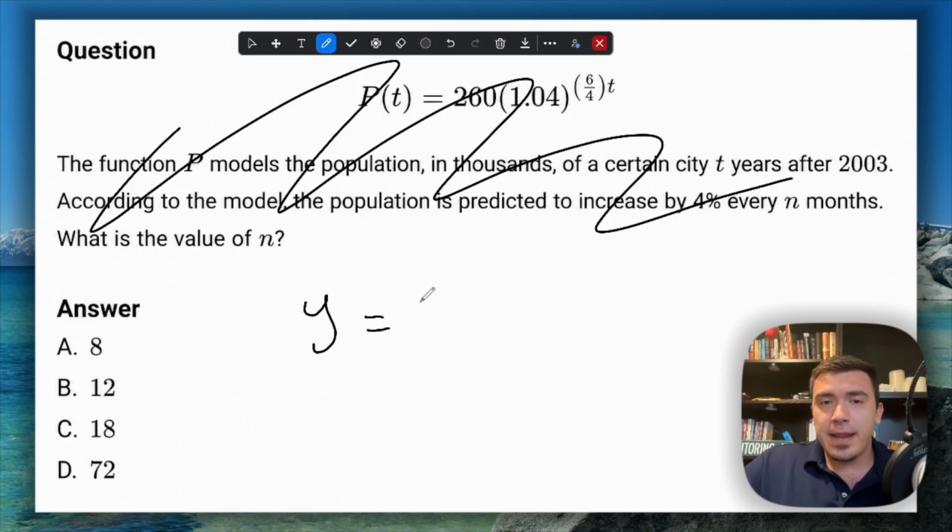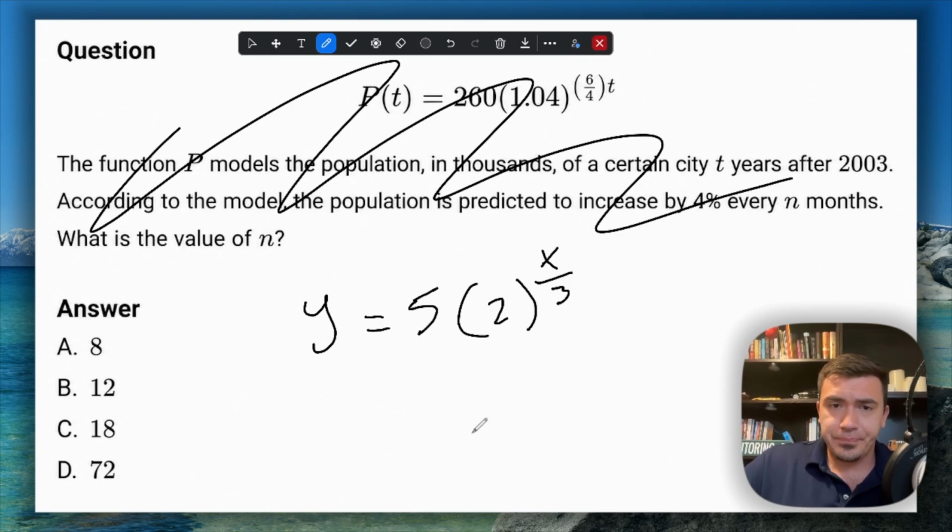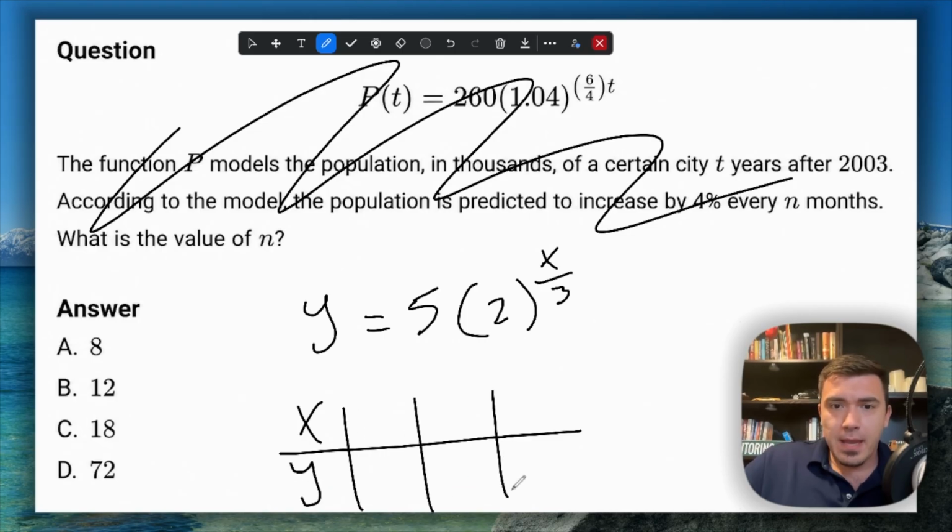So let's imagine that I have the exponential equation y equals 5 times 2 to the power of x over 3. And what I'm going to do is make a quick XY table over here so we can just understand how this works. And if I do that, I'm going to start off with a 0. So I have 0 over 3, which is 0. 2 to the 0 is 1. 5 times 1 is 5.